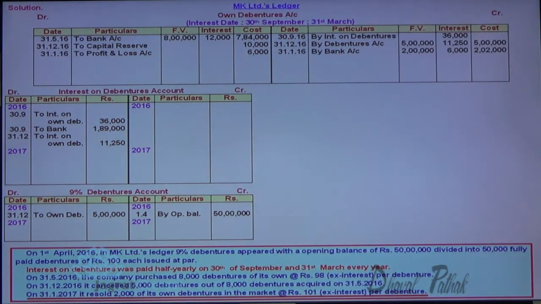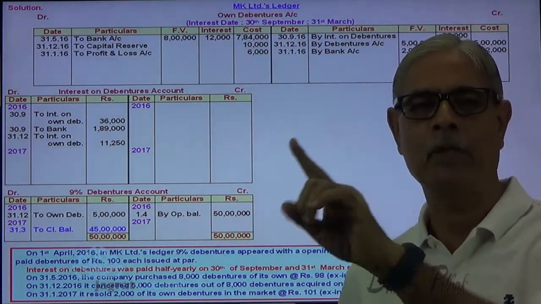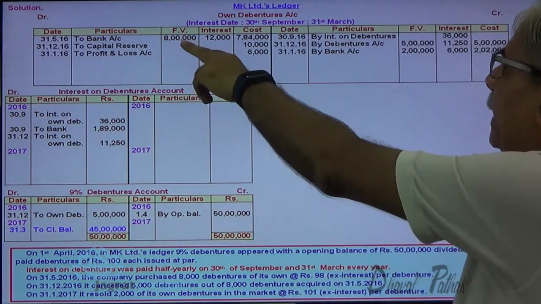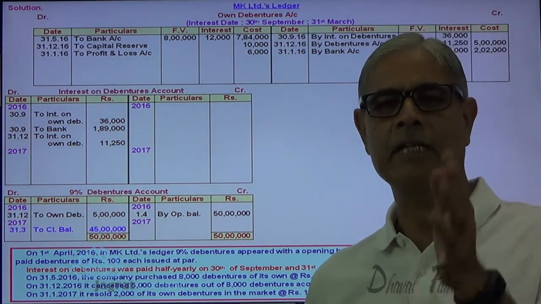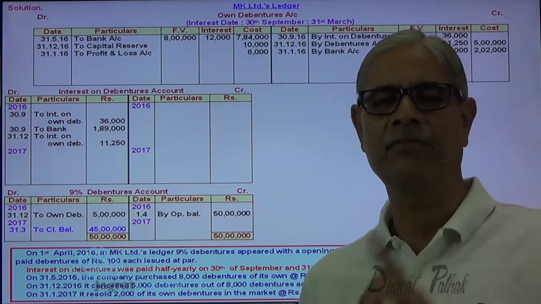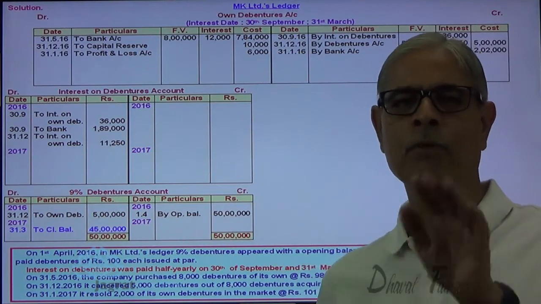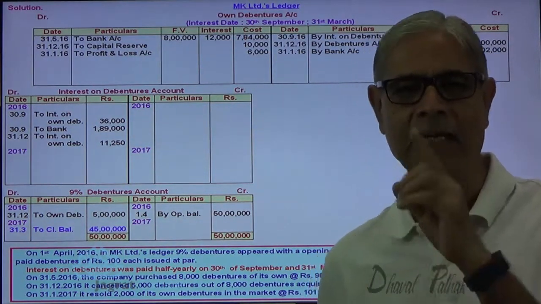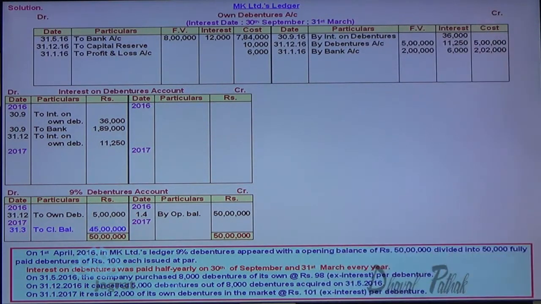After that, 31st of March, the interest date will come. So this is the closing balance of debentures, 45 lakhs. On 31st of March, you are required to pay interest on the liability of 45 lakhs. Out of that, 8 lakh minus 7 lakhs, 1 lakh own debentures are held by you. So you are required to pay interest to the outsiders on 45 lakhs minus 1 lakh, 44 lakh debentures. For that, checks are going to be issued. And on the 1 lakh own debenture held by you, interest on own debenture will be calculated. So total interest on 31st of March.